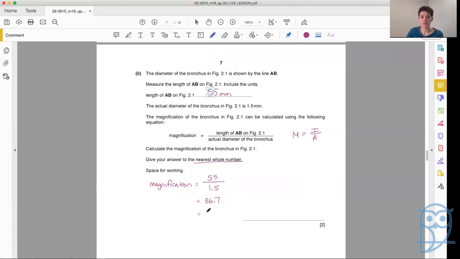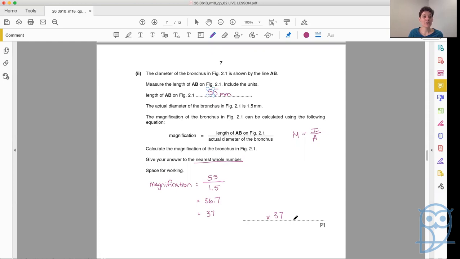So that equals 37. Now, what are our units for magnification? Well, there was a hint in my slip-up. We would always say times 37. That is our units for magnification.